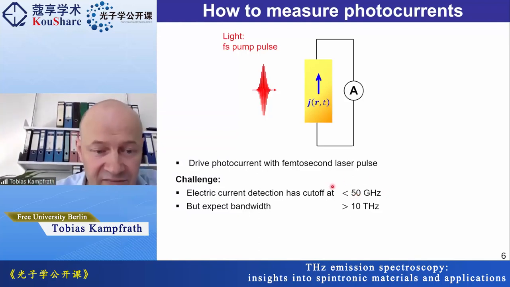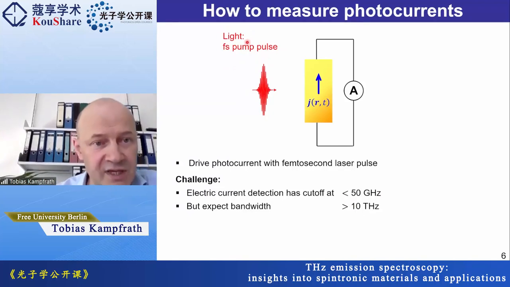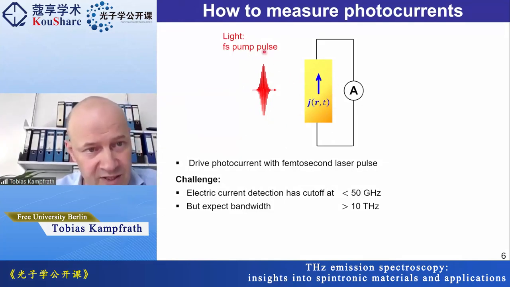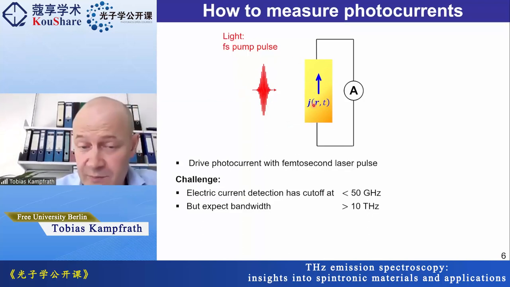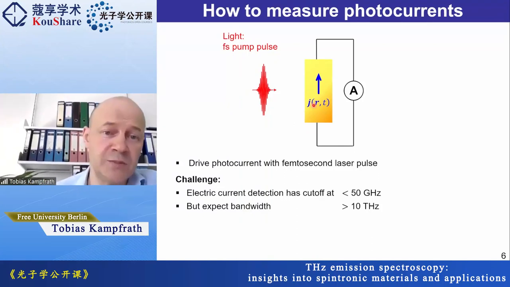However, this is not enough, because we expect a bandwidth of more than 10 terahertz, simply because the driving light field is a femtosecond pump pulse. Why do we use a femtosecond pump pulse here? Well, because we would like to induce ultrafast photocurrents. That's why we drive the photocurrent with a femtosecond pump pulse. And this will induce a current with a bandwidth of 1 over 10 to 200 femtoseconds, which means tens of terahertz.